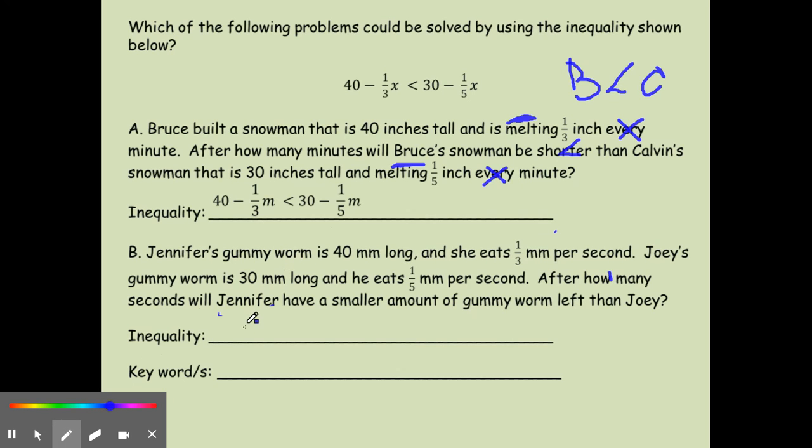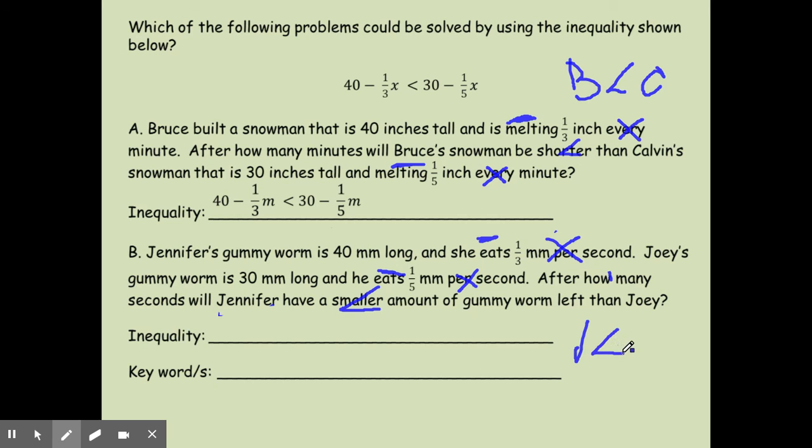Okay, so Jennifer's gummy worm is 40 millimeters long and she eats. So if I'm eating, I'm going to have less gummy worm than what I started with per second, because I don't know how many seconds. Joey's gummy worm is 30 millimeters long and he eats. Again, I'm eating, so I'm going to have less. Hopefully it's gone by the end if it was a good, delicious gummy worm. 1/5 millimeters per second. After how many seconds will Jennifer have a smaller amount? So she has to have less than Joey. Okay, so I want my girl Jennifer to have less than Joey.